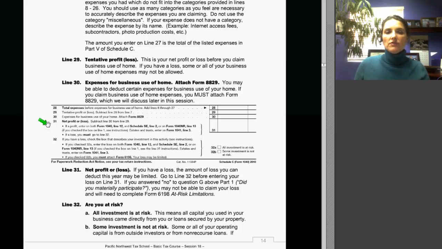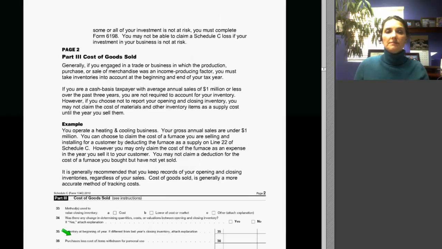Then on line 31, you enter your net profit or loss. If you have a loss, the amount of loss you can deduct this year could be limited. Go to line 32 before entering your loss on line 31. And of course, line 32 says, if you have a loss, check the box that describes your investment in this activity. It's asking you, is your business all at risk, or is some of your investment not at risk? If some of your investment is not at risk, now we're getting to that at-risk limitation, Form 6198, in determining whether or not you'll be allowed to claim a loss on your business.